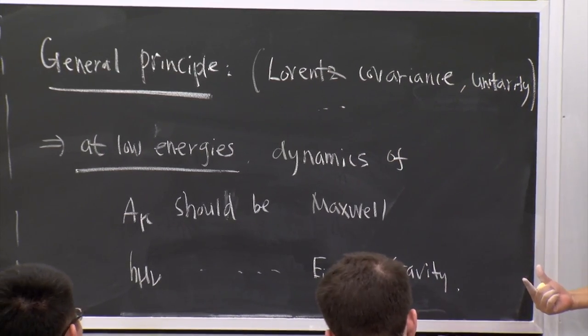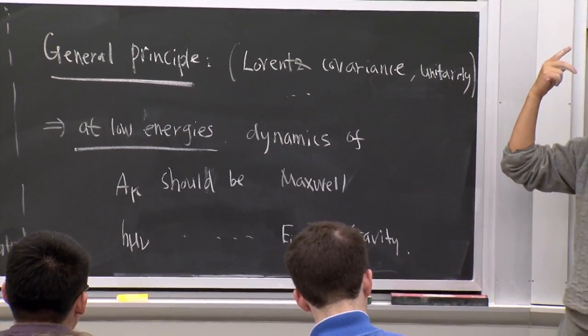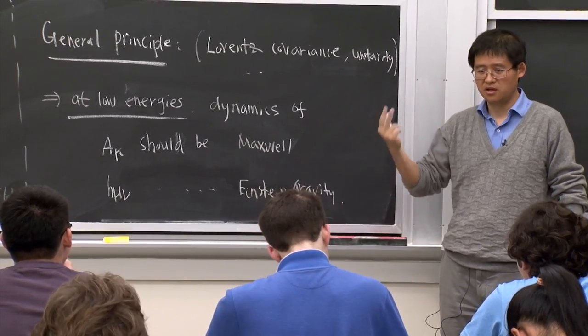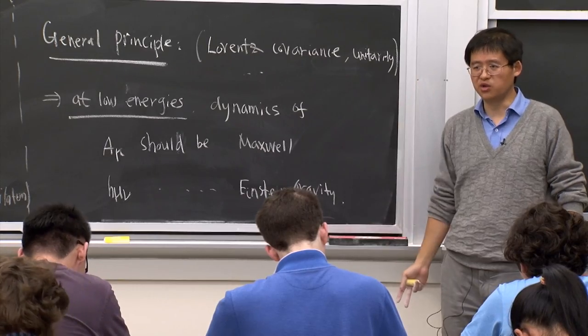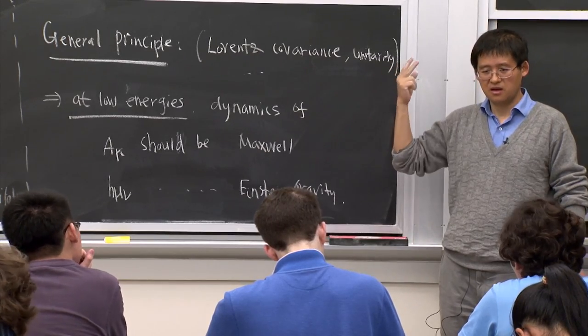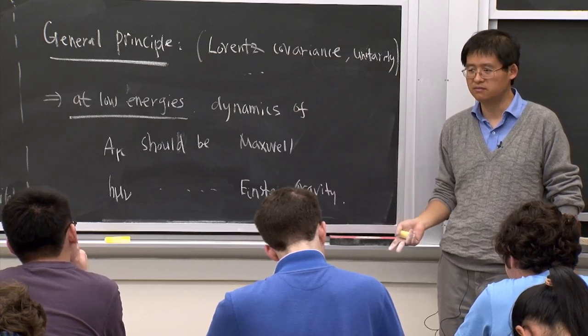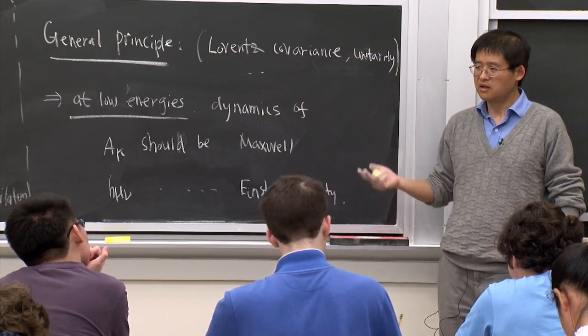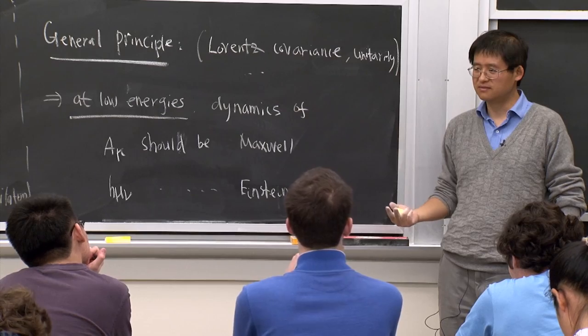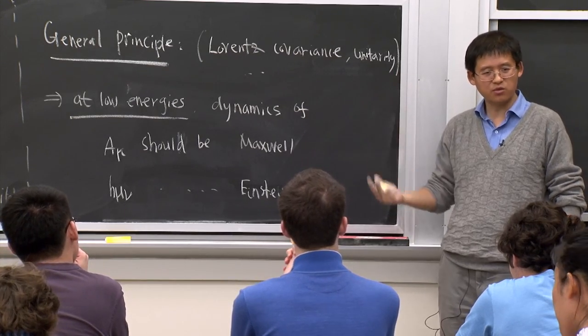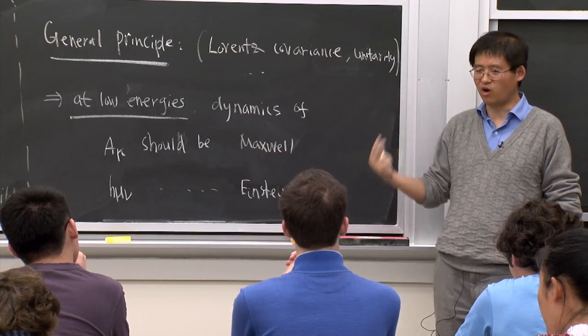So that's why, if tomorrow you invent a theory yourself, and suppose that's a quantum theory, and that theory just happens to have a massless spin 2 particle, then you don't have to do calculations. You can say, if my theory is consistent, this spin 2 particle must behave like a graviton.